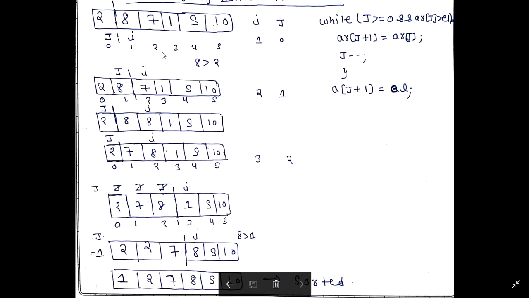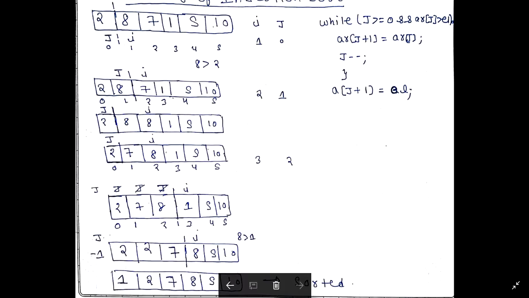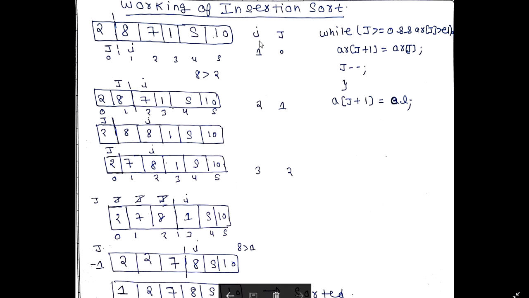Now see, consider this array: 2, 8, 7, 1, 5, 10. 8 is greater than 2, so it is okay. As I told you, if the value at j is greater than the element, then we'll go into the loop. Now 2 is less than 8, so we'll increment i and we'll also increment j. Now i is pointing to 7 and j is pointing to one less than i, which is 8. Now we see that 8 is greater than 7.